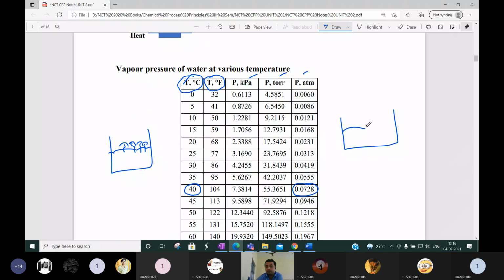So at 40 degrees centigrade, vapor pressure means what? The pressure exerted by the vapor. Outside pressure is how much? 1 atmosphere. Yes or no? Outside pressure is 1 atmosphere. So at 40 degrees centigrade, boiling does not take place, but vaporization is taking place.